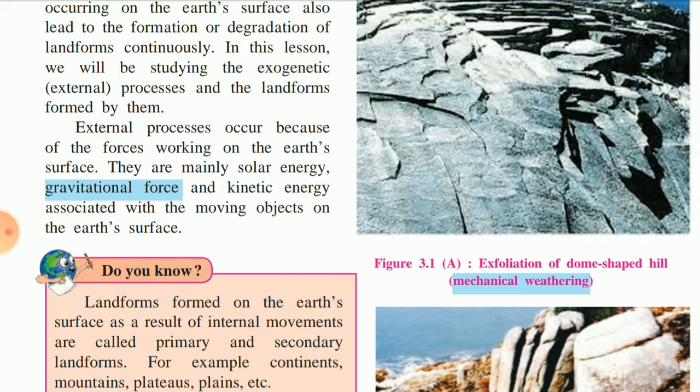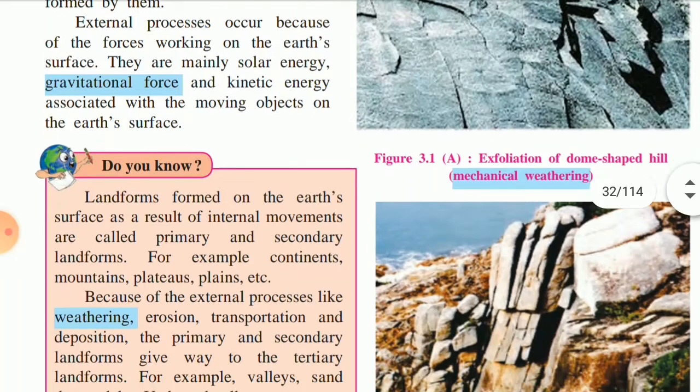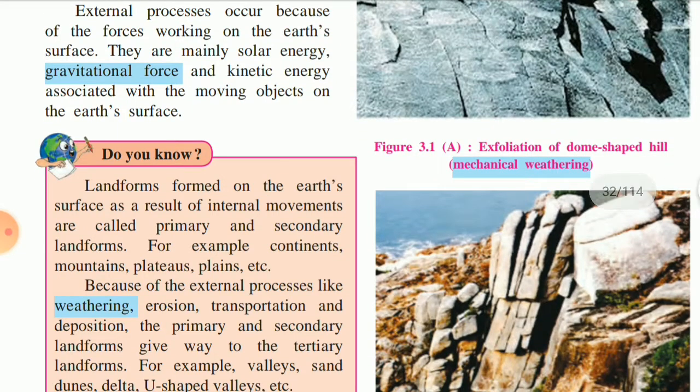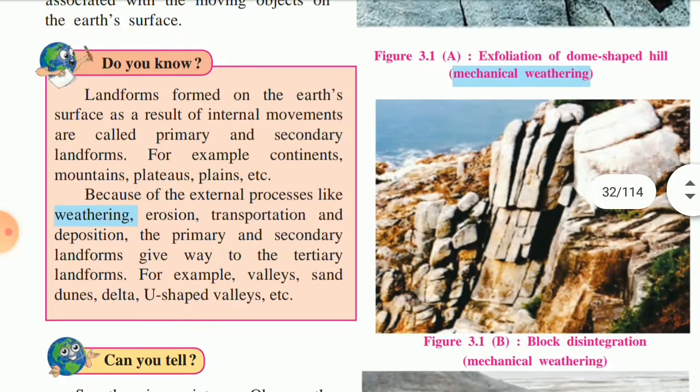So let us see that solar energy, gravitational force, and kinetic energy are associated with the moving objects on the earth's surface. Because of this, the exogenetic or external process takes place.